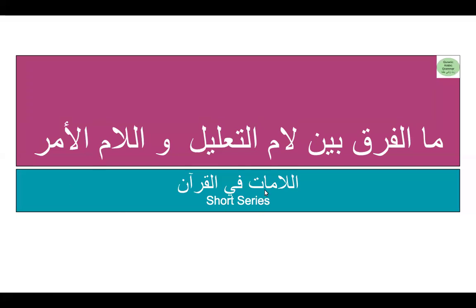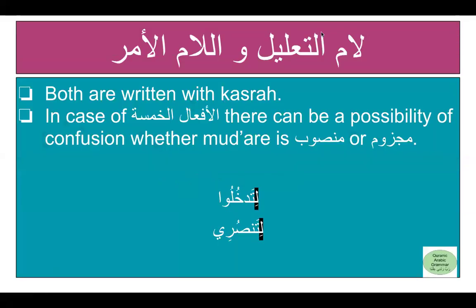So let's learn these alamat from Quran. Lamul ta'lil and lamul amr both are written with kasra, so they are spelled the same way. In case of al-af'alul khamsa, there can be a possibility of confusion whether mudari is mansoob or majzoom after them.